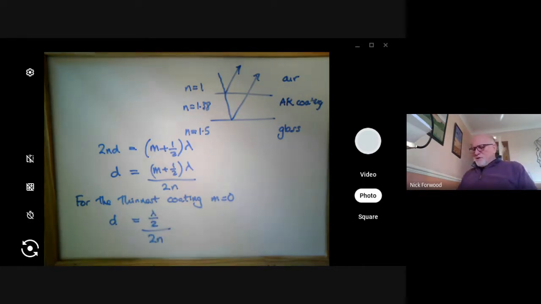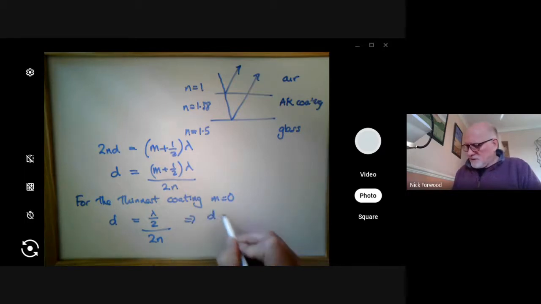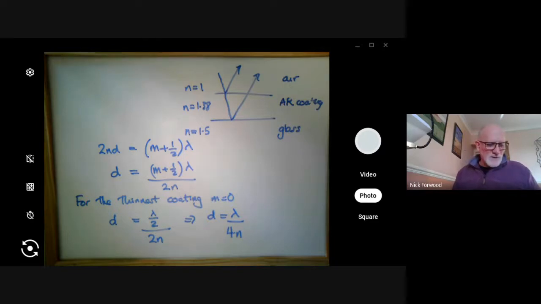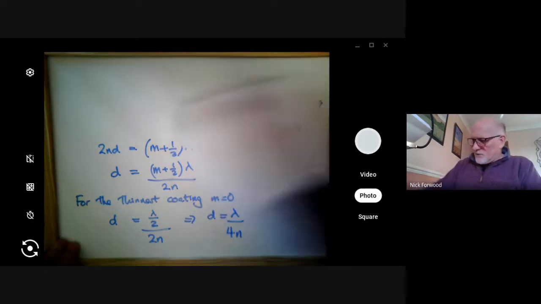Now, previously, I didn't bother rearranging that, but we can rearrange that quite nicely to give d is lambda over 4n. I think this formula is actually given on the formula sheet for the thinnest coating to get a non-reflective or anti-reflective coating. And n is the refractive index of the coating, in which case that would be 1.38.